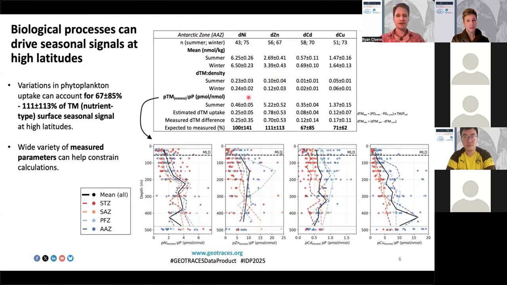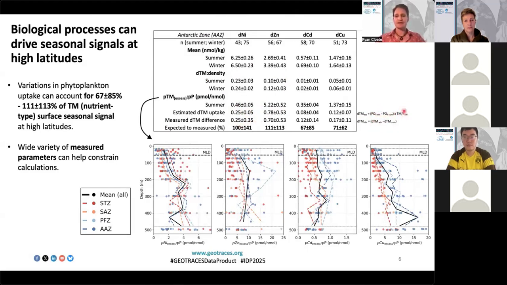So what we've tried to do here is estimate the trace element uptake between the seasons and then compare it to the measured difference to see what is the importance of the biological signal in determining this seasonal variation. To calculate the estimated uptake, we have taken the seasonal difference in phosphate and multiplied it by the cellular metal to phosphorus ratio in the cell.